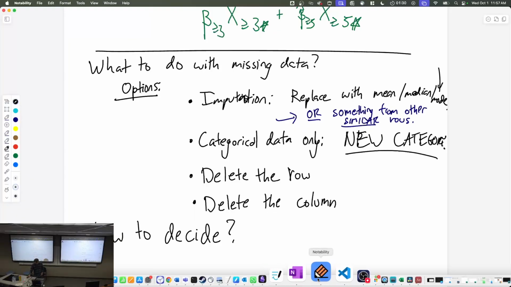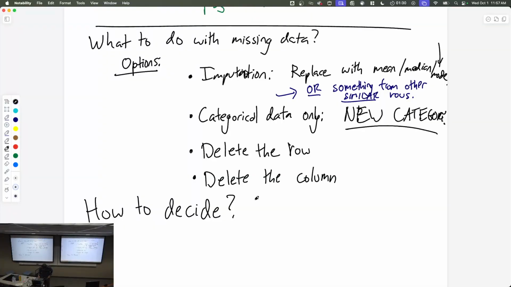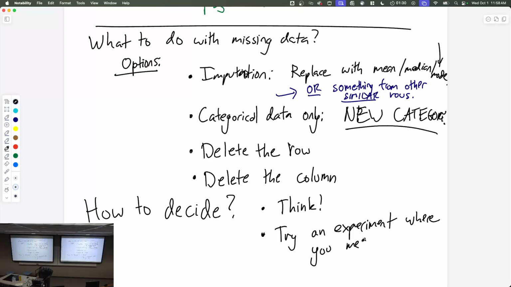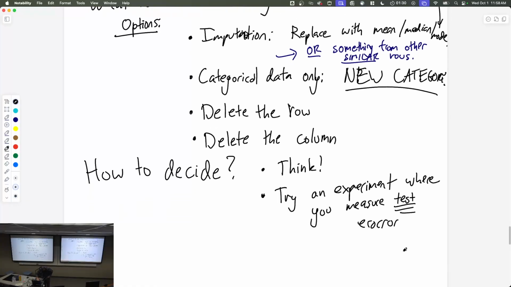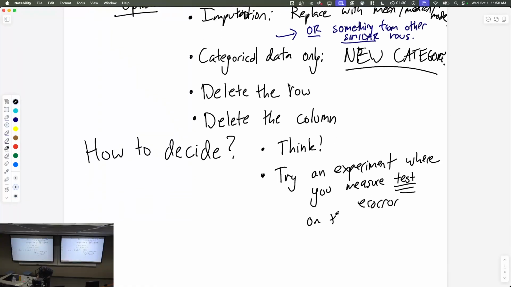So let's write that down. So do what is reasonable. Yeah. So think. That is step one. Think. But step two is try an experiment using test error, where you measure error. I mean, to be extra explicit, you measure test error on the test set.